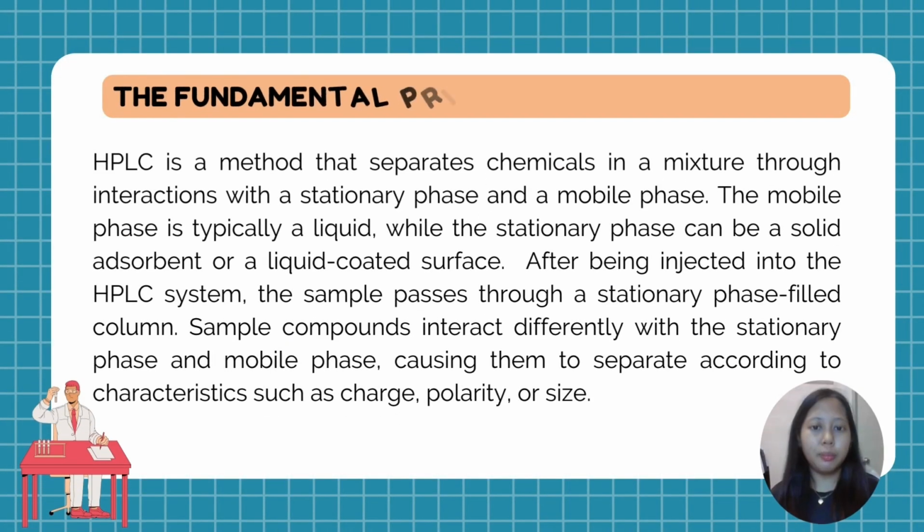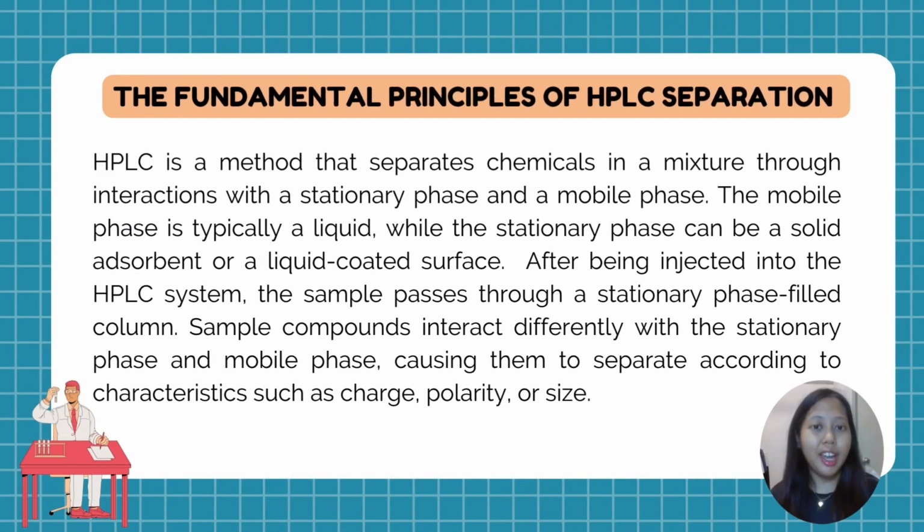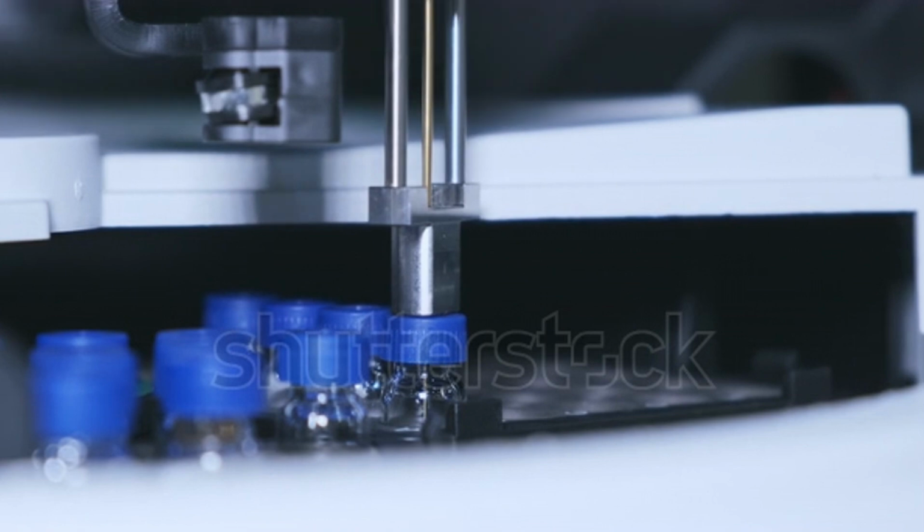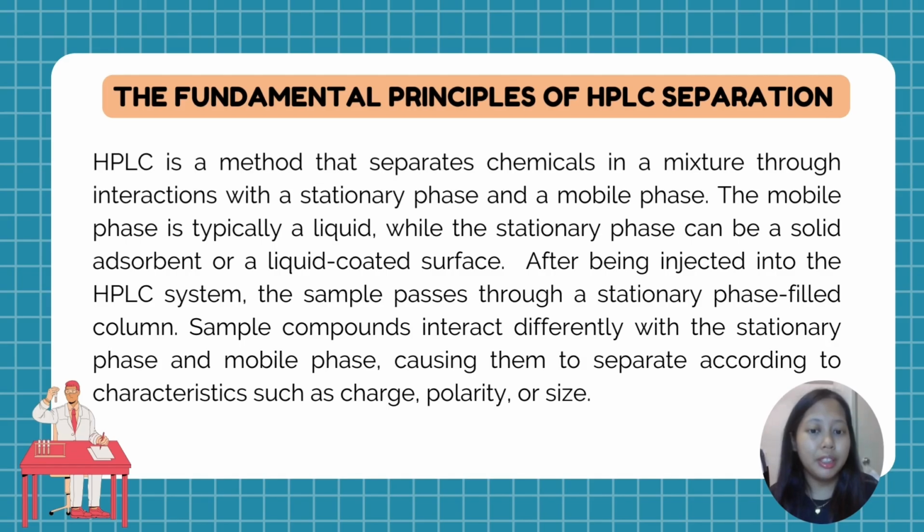The fundamental principle of HPLC separation. HPLC is a method that separates chemicals in a mixture through interaction with a stationary phase and a mobile phase. The mobile phase is usually a liquid, while the stationary phase can be a solid adsorbent or a liquid contact surface. After being injected into the HPLC system, the sample will pass through the stationary phase filled column, and it will interact differently with the stationary phase and mobile phase. This will cause them to separate according to their characteristics such as charge, polarity, or size.